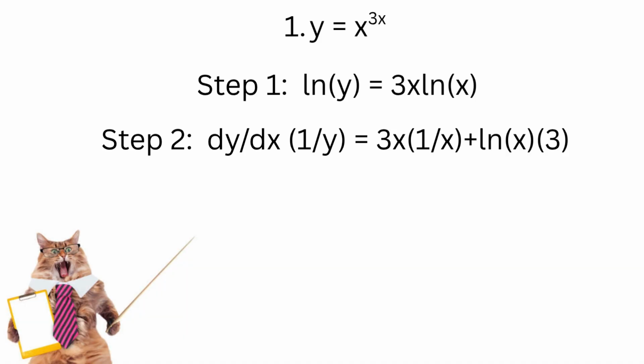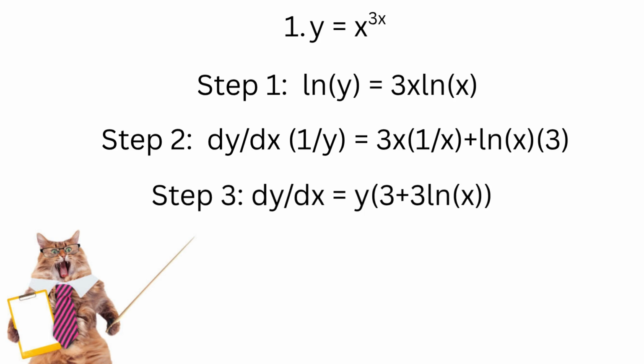So we get dy dx times 1 over y equals 3x times 1 over x plus the natural log of x times 3. So now for step 3, let's isolate dy dx by multiplying both sides of the equation by y, and then simplifying the expression on the right side. So for the first term, we can cancel out the x's to just get 3. And then we put it all into one expression where it becomes 3 plus 3 times the natural log of x. And that whole thing is multiplied by y.